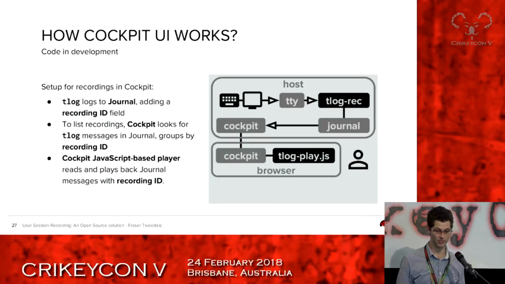So how the Cockpit UI works, basically at the moment, the browser sends requests to the Cockpit server. The Cockpit server reflects the user's search as a journal search, sends the events back to the browser, and the browser plays them in a JavaScript terminal emulator.